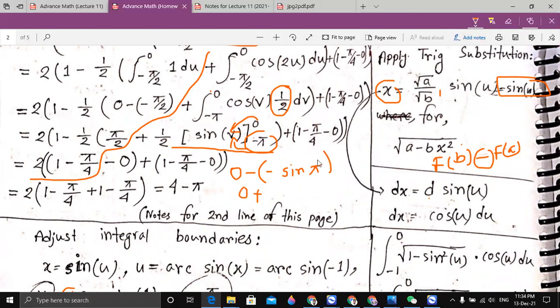So sine pi is also 0. Yes, sine pi is 0. So 0 plus 0. Okay, so ultimately we get 0 here. So this part is 0, right? And 0 multiplied by half is also equal to 0, right? So this part is 0. So minus 0 and plus 0, they are the same.